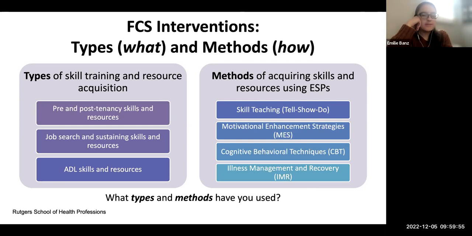So I have a no and I have a yes. No. Okay. I'm getting another no. A couple of no's. Okay. So that's good to know, because like I said, we're going to talk about some skills teaching methods today.